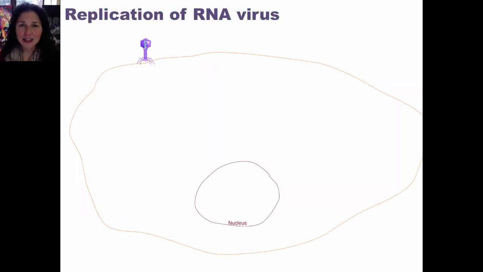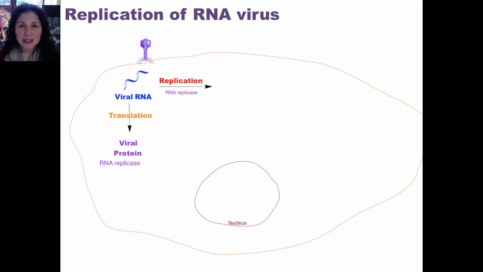Now let's talk about a regular RNA virus. We'll see 2 types of RNA virus, the retrovirus and the regular RNA virus. The main difference between an RNA virus and a DNA virus is the type of nucleic acid that is in the virus. An RNA virus contains RNA. Viral RNA is injected into the cell. In the cytoplasm, the RNA can be directly translated into viral protein. A main feature that characterizes an RNA virus as a regular RNA virus is the production of the protein RNA replicase. RNA replicase is used in the cytoplasm to replicate viral RNA.